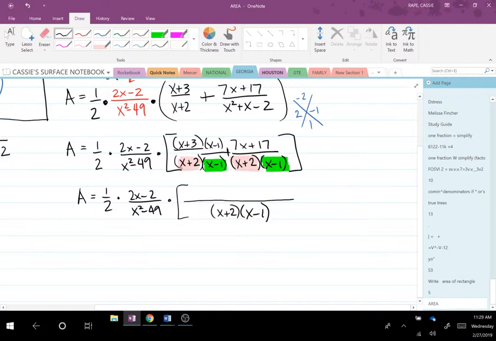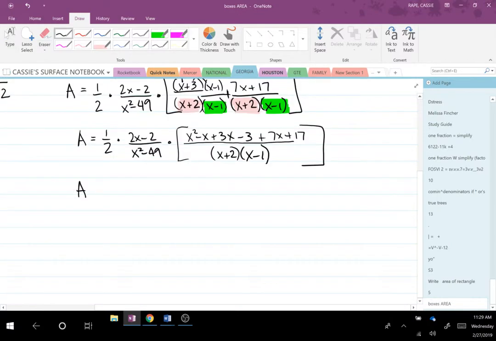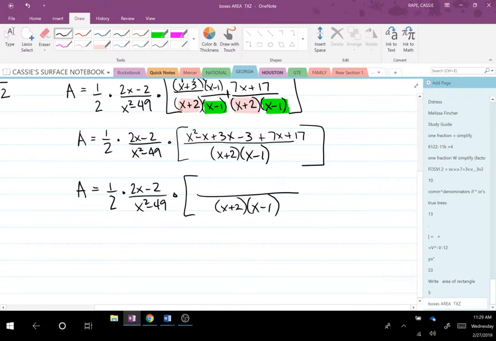Now I just have to multiply the top out and see if I can simplify it. So first is x squared, outer is minus x, inner is plus 3x, last is minus 3, and then plus 7x plus 17, all over that denominator. Again, I'm just going to rewrite this, 1/2 times 2x minus 2 over x squared minus 49 times, I'm going to find like terms in the numerator. So here we go. Okay, so going back up here, I've only got 1x squared. So I'm going to bring that down.